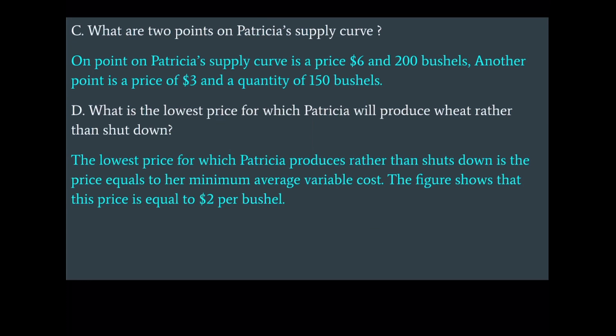What is the lowest price for which Patricia will produce wheat rather than shut down? The lowest price for which Patricia produces rather than shuts down is the price equal to her minimum average variable cost. The figure shows that this price is equal to $2 per bushel.